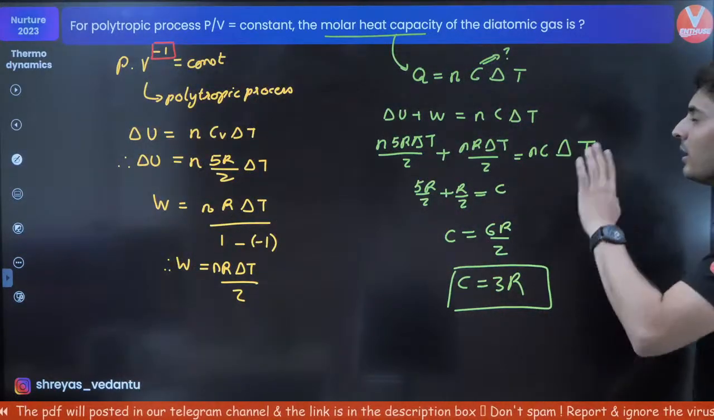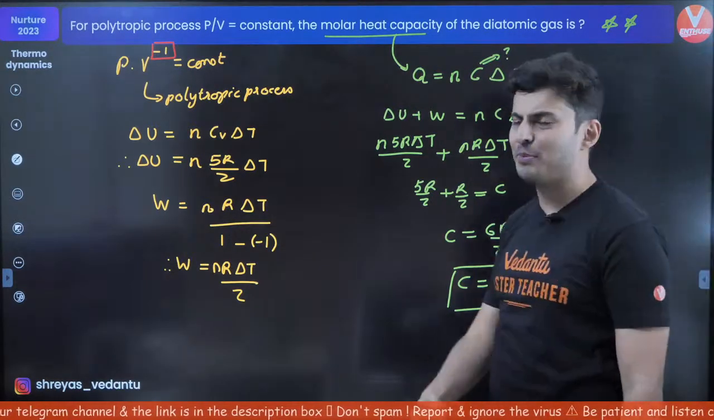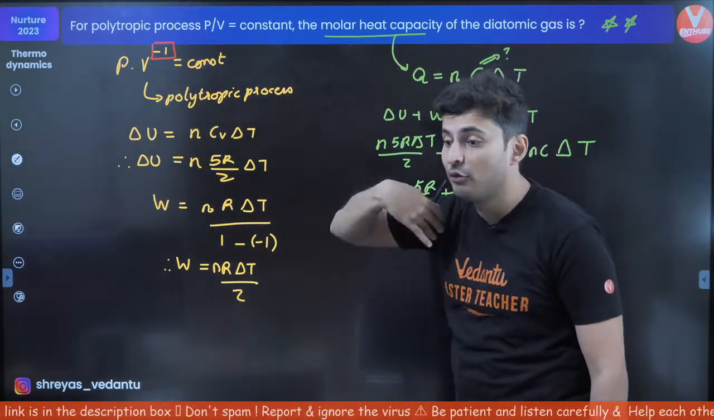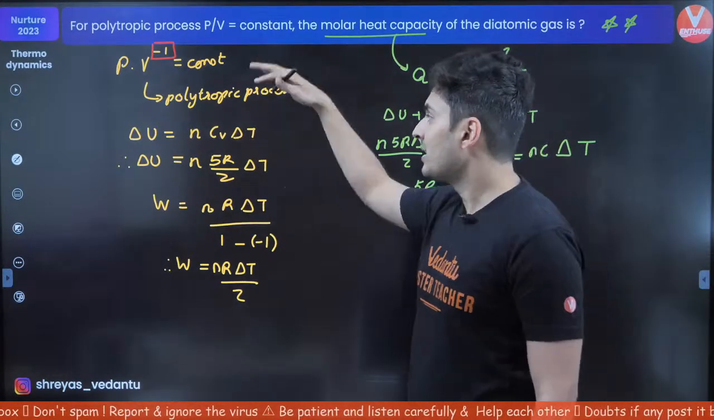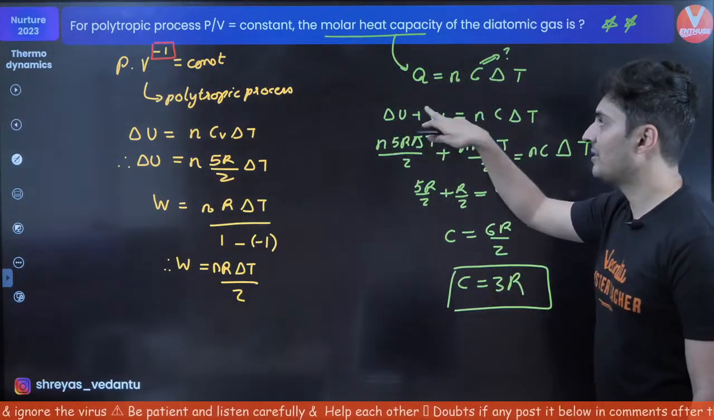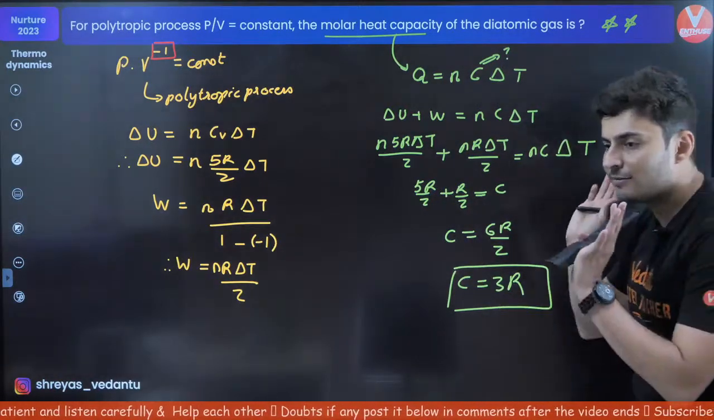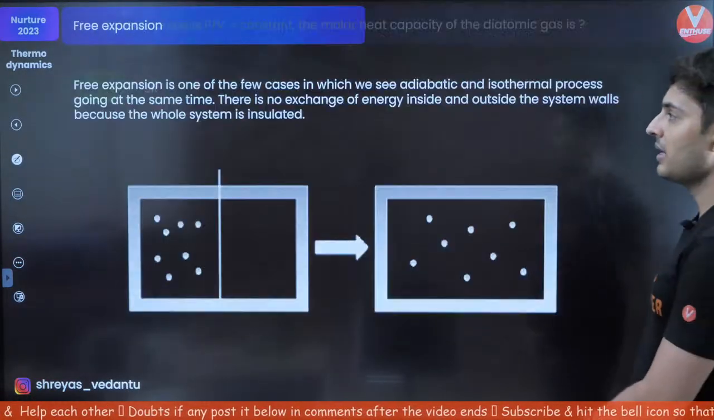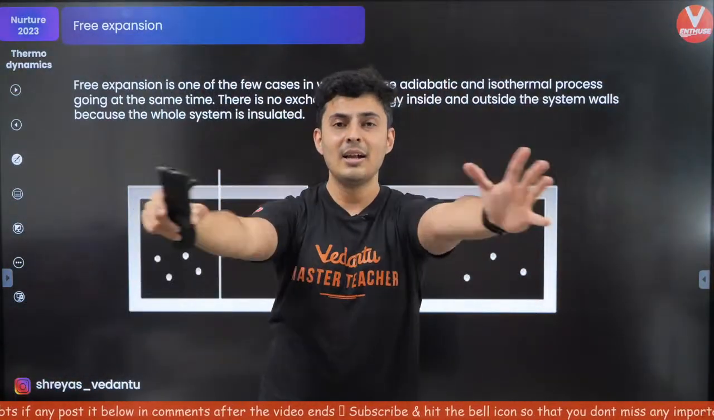Very, very important question, because this kind of question has come in JEE Mains multiple times. They give you some process and they ask you to find the heat capacity for that process. So the general way to find it is find delta U, find W, substitute it in the first law equation of heat. Automatically everything gets cancelled and you will get it. It's a very straightforward question. But this procedure you should know. 3R is the answer. Last concept and last problem coming up on your screen, free expansion.